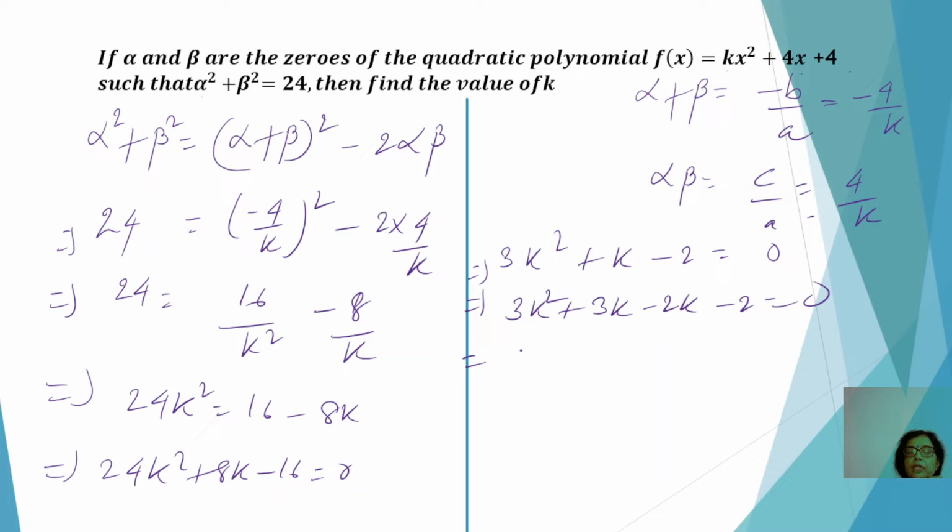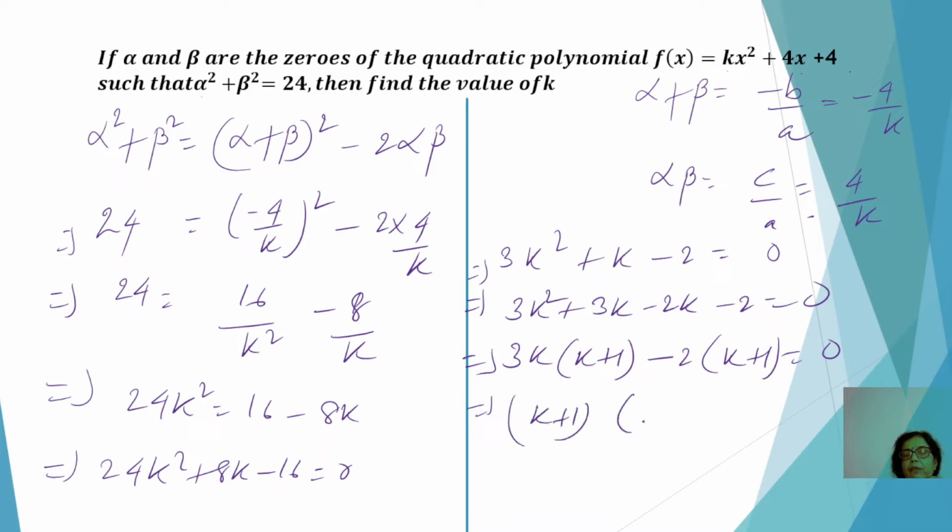So taking out 3k common from the first two terms, we get k plus 1, and 2 common from the last two terms, we get k plus 1 is equal to 0. Again taking out k plus 1 common, we are left with 3k minus 2 is equal to 0. So k is equal to minus 1 or 2 by 3. Both the values of k will justify this expression.